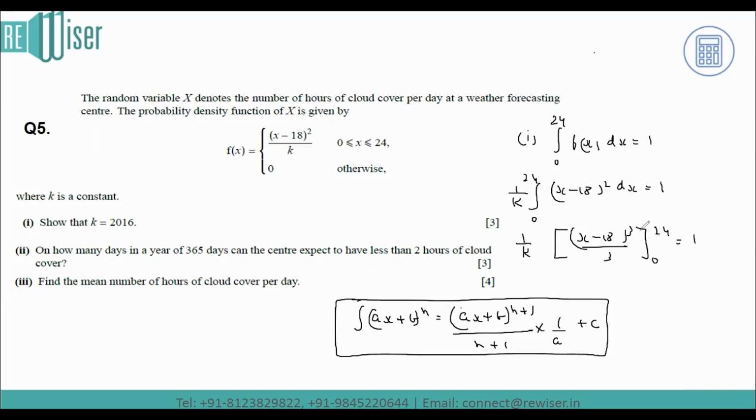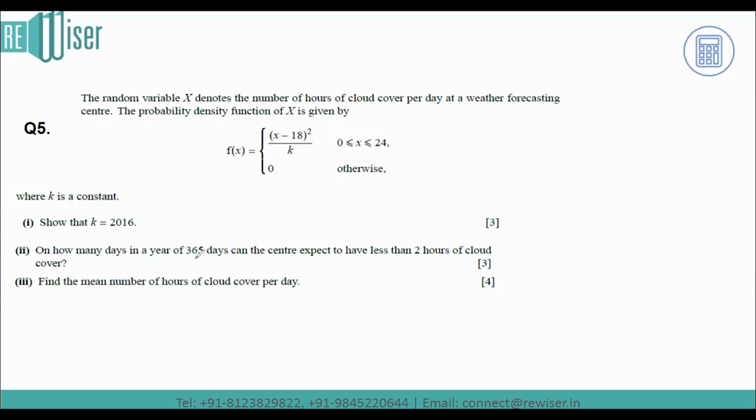If I place the upper limit minus the lower limit, the value that I get is 2016 by k. That should be equal to 1. So the value of k we got is 2016, and that will be the final answer for part 1. Now moving on to the second part of the question.